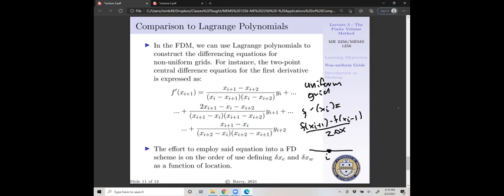If this is i plus 1, this is i minus 1, we just grab this point, we grab this point, and we average them because they are spaced at delta x.